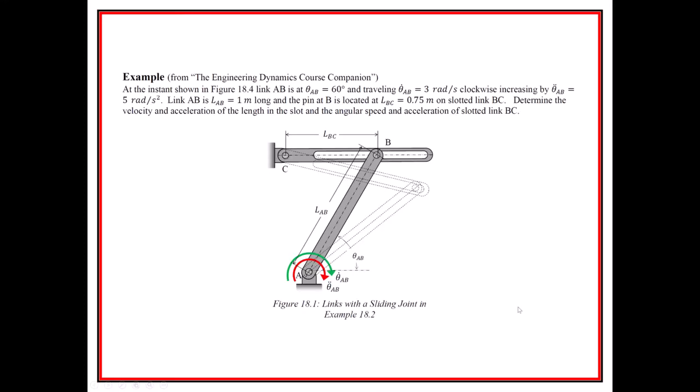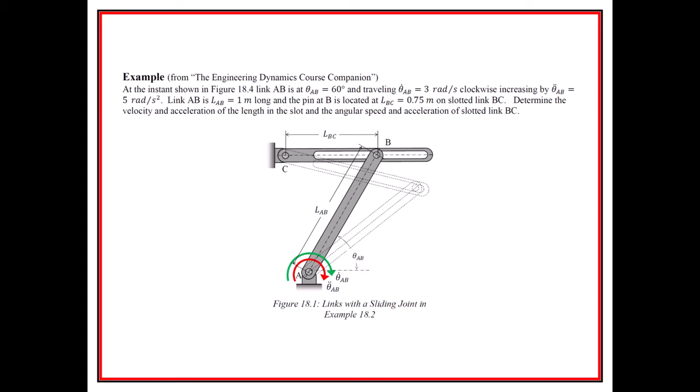All right, so here's an example. It's an excerpt from my book, The Engineering Dynamics Course Companion, and it's just to do a vector analysis of the kind of joint that causes Coriolis acceleration. And so if you were going to do this based on equations from regular textbooks like the Beer-Johnston selection of dynamics books, this is the approach that you might want to take.